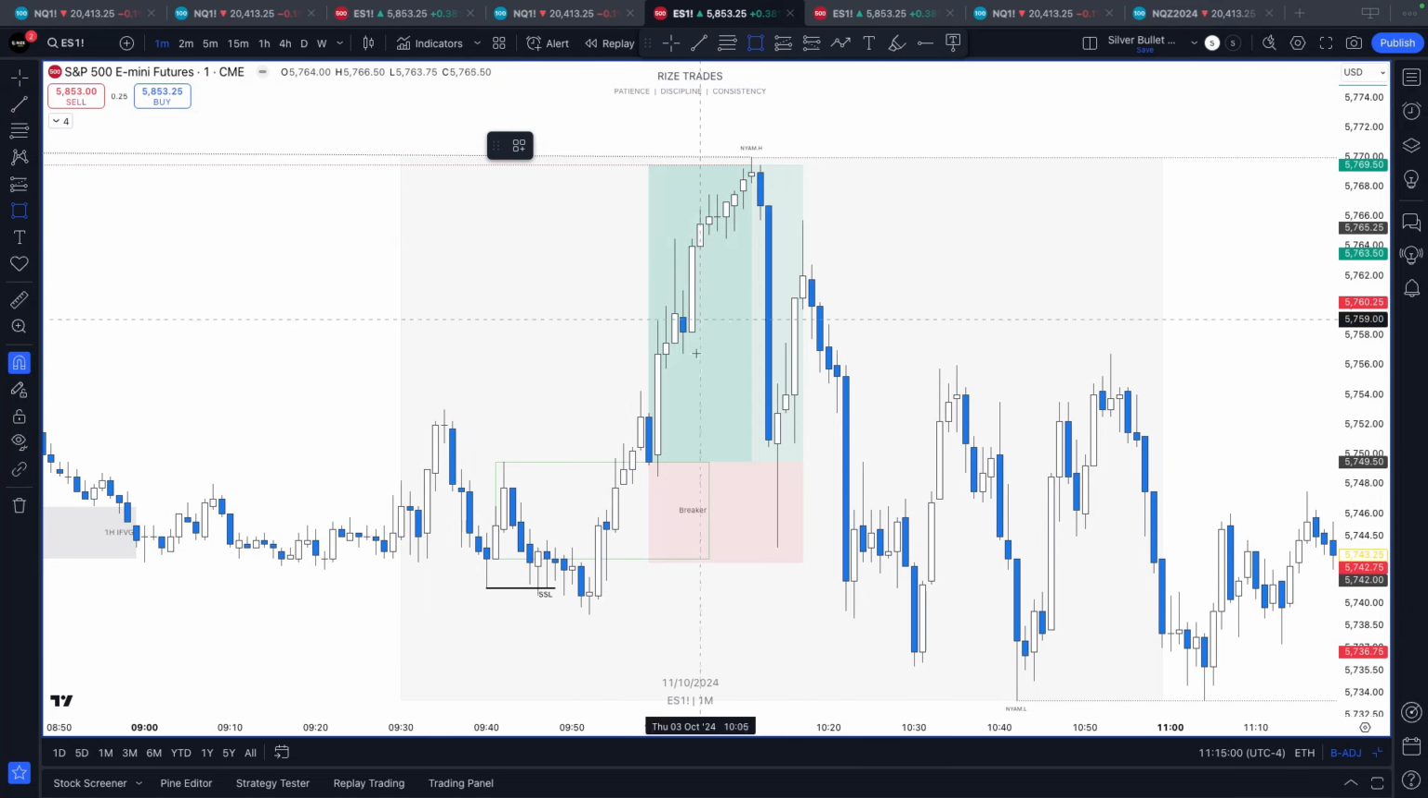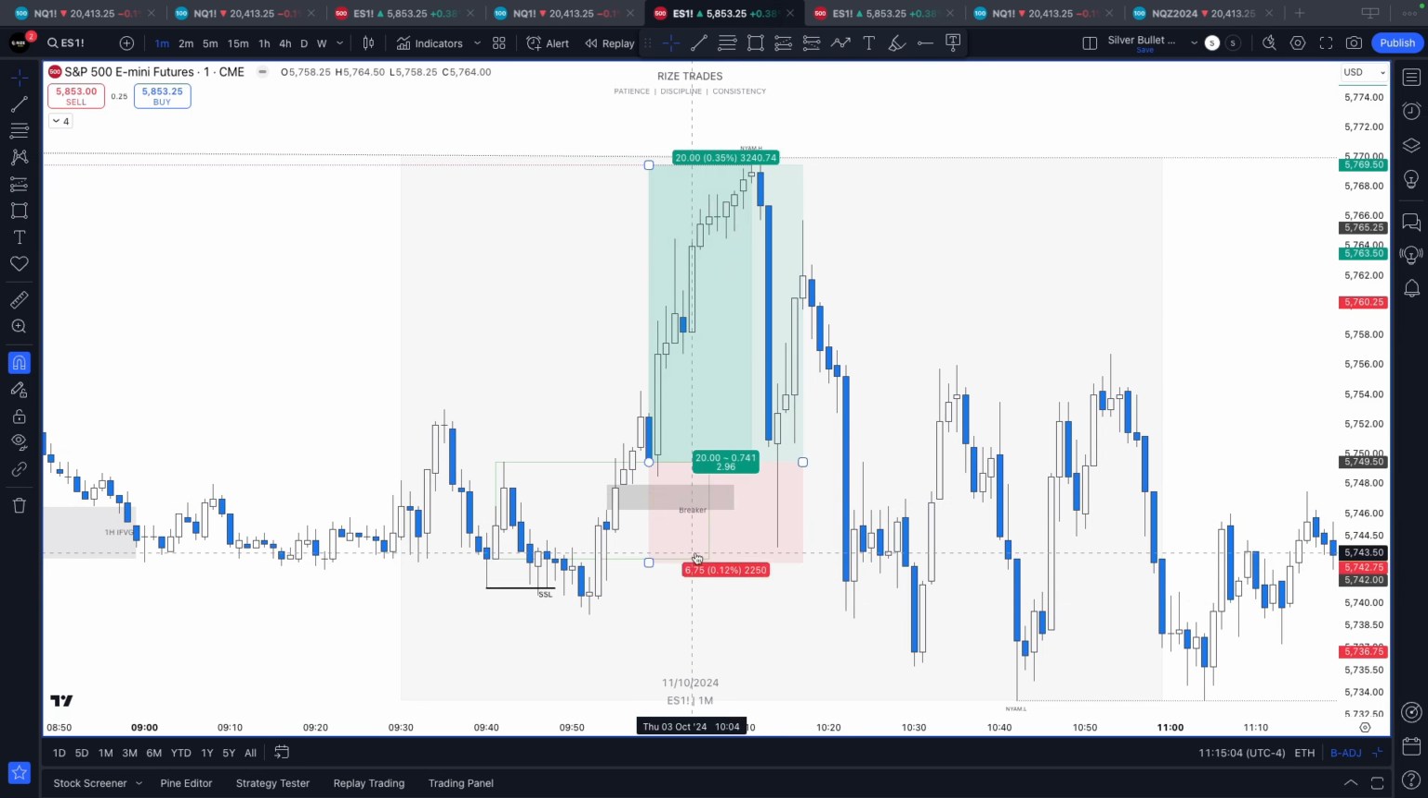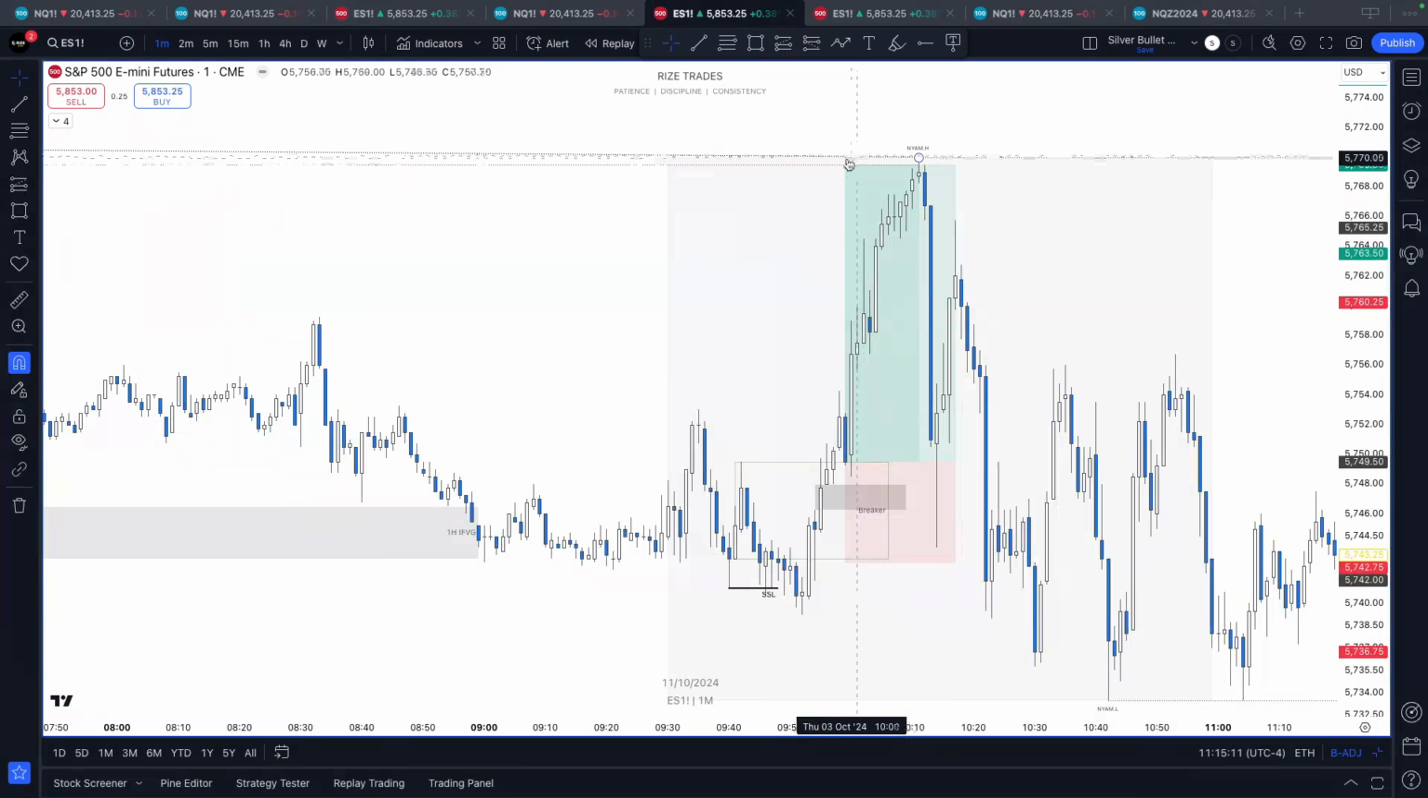And do we have any fair value gaps? We clearly do here. So that's our fair value gap. There's our breaker aligned. And we can then enter at the top of the breaker. Stop loss at the low of the breaker. And then we can target 2R.